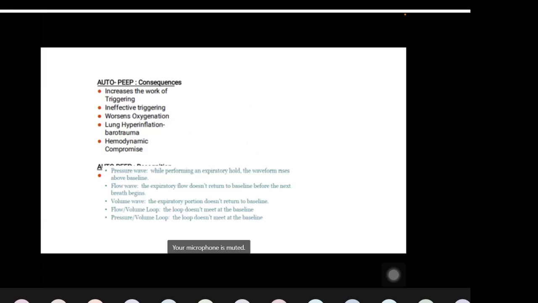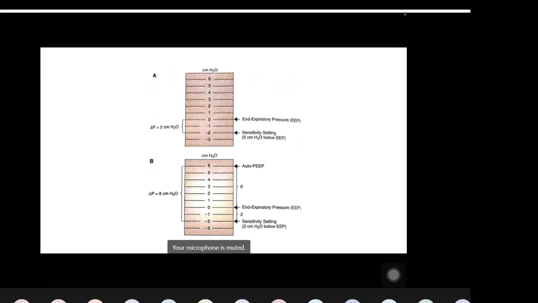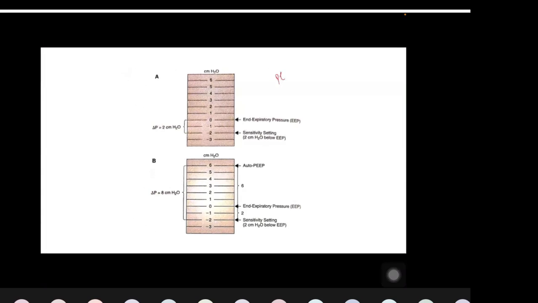So this is one important diagram that I have to show how it increases the work of breathing. Suppose we haven't set a PEEP. We have set a trigger of 2 centimeters of water. So the patient has to generate a negative 2 centimeters of water to trigger the breath.